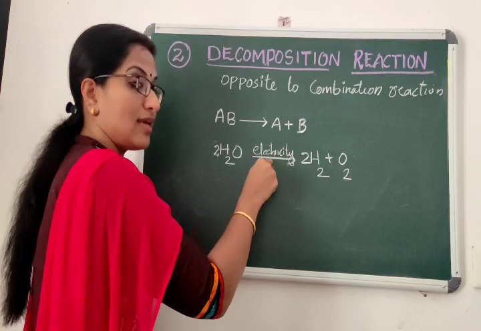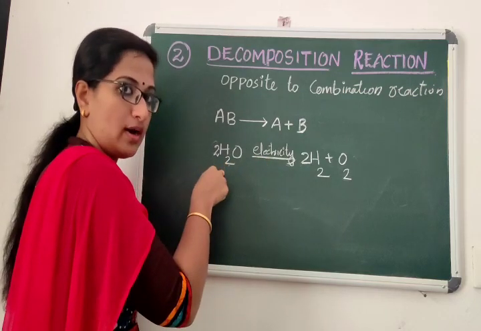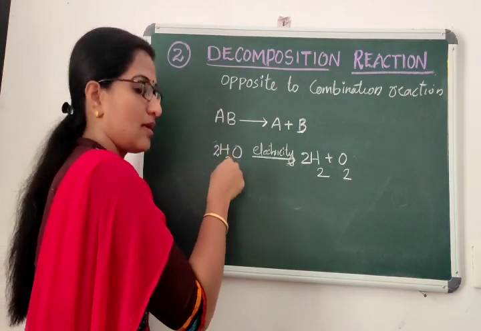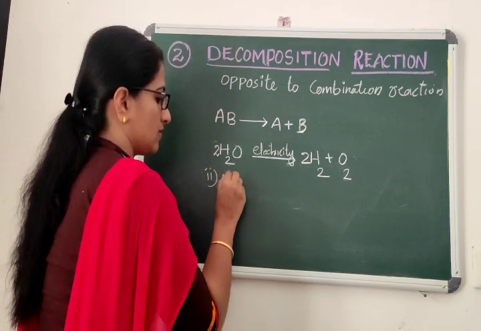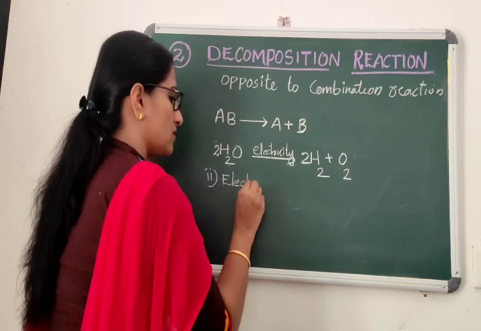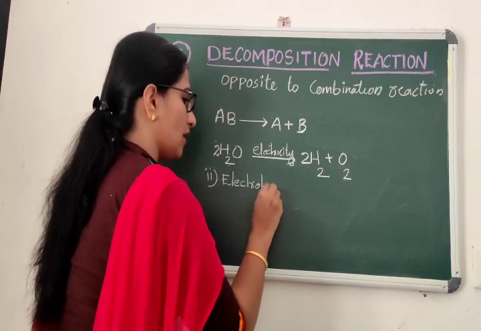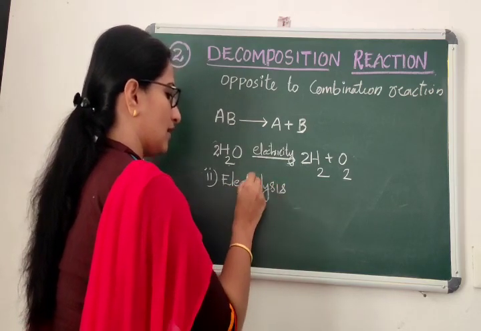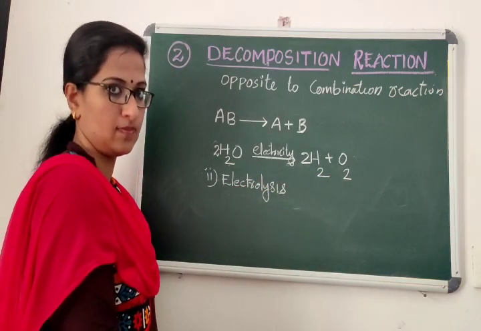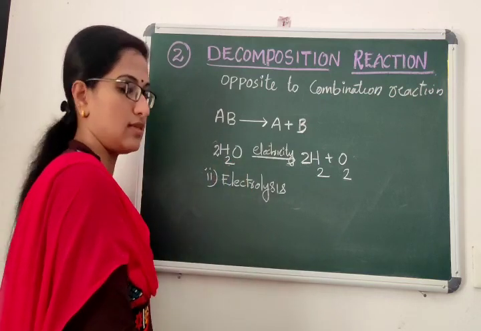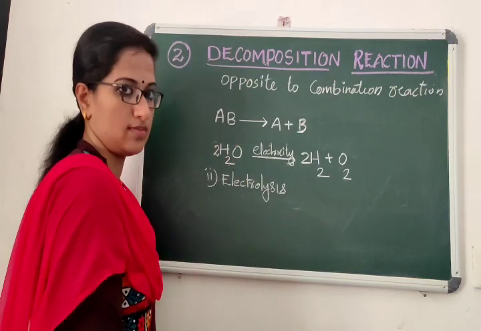So here we are using electricity to decompose this water. This decomposition reaction is known as electrolysis. Electrolysis of water, you will get hydrogen and oxygen gas back. This is an example for electrolysis or electrolytic decomposition.